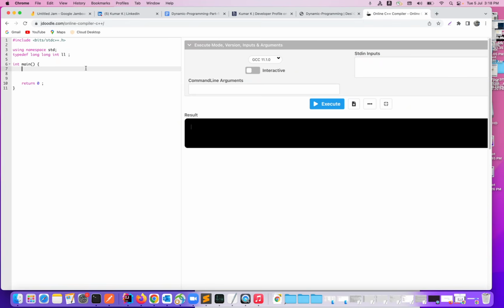Okay. So first things first. Let's take the input of the array. Okay. So we declare integer n. Then let's declare our array. I'll be using one based indexing. Okay, one based indexing. Just let me write that.